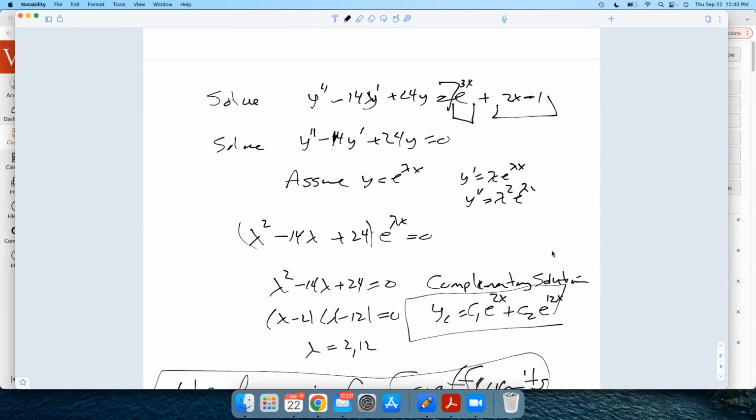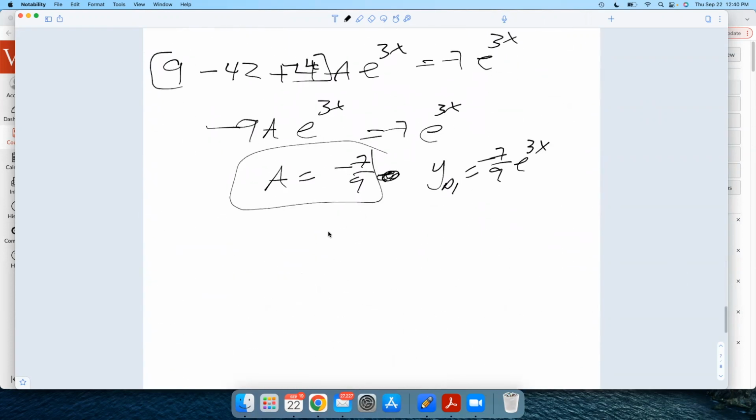2x minus 1. So that's a linear function. We want to assume then, we're making the assumption this might not work, but we're going to try and see if YP2 maybe is just some Ax plus B. Now, I know when I took this class, this would drive me nuts. This used to bother me.